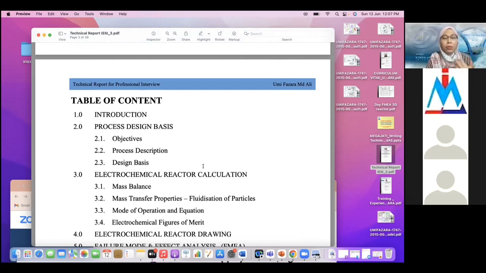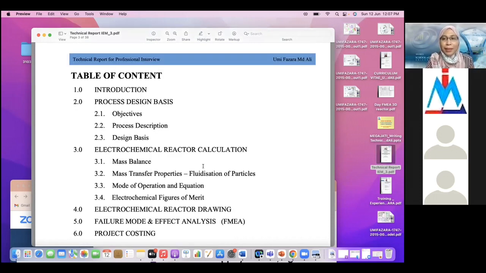It doesn't matter kalau you buat operation and maintenance ke, you buat feasibility study ke kan. Should have objectives of the report lah. Apa objektif yang you nak buat? Okay, you can list it down, list it down apa objektif yang you nak capai. Okay, right. Then process description. Okay, and then design basis.